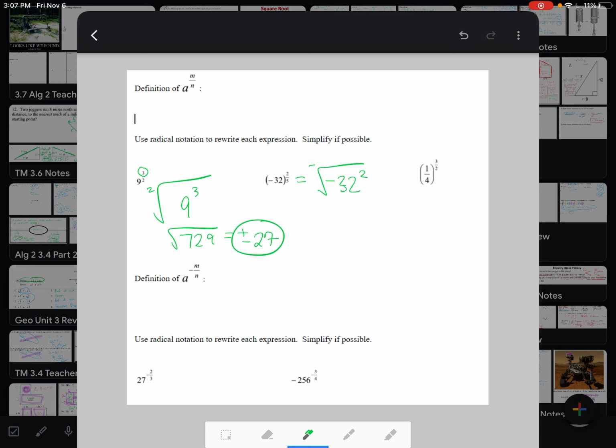So we want to do the same thing here. We would like to do negative 32 to the 2nd power. And then now we're going to do that to the 5th root. So see if we can calculate what negative 32 squared is, and then take the 5th root of it.